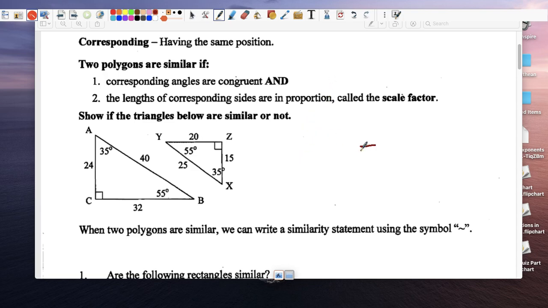So I have to see if they're similar. In order to do that, I'm going to set up a proportion. But before I do that, I'm going to identify my corresponding sides. This is a 90-degree triangle, right? So the side opposite the 90-degree angle is called the hypotenuse, which matches with this one over here. The 35-degree angle is opposite 32 here.